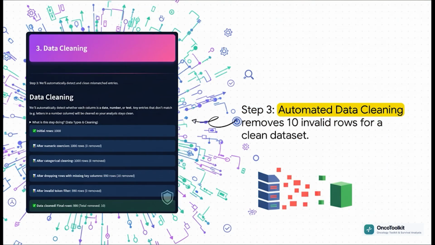And check this out. This is where the automation is just brilliant. The tool automatically scans for and cleans up messy data. For us, it found and dropped 10 rows that were missing key info. So boom, just like that, we have a clean, analysis-ready dataset with 990 records. A process that could have taken a while to do by hand is just done in seconds.